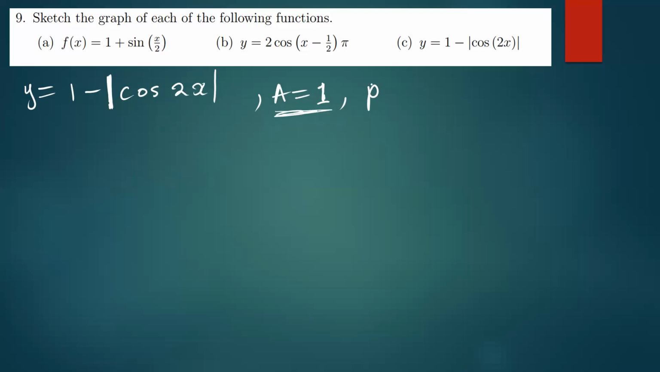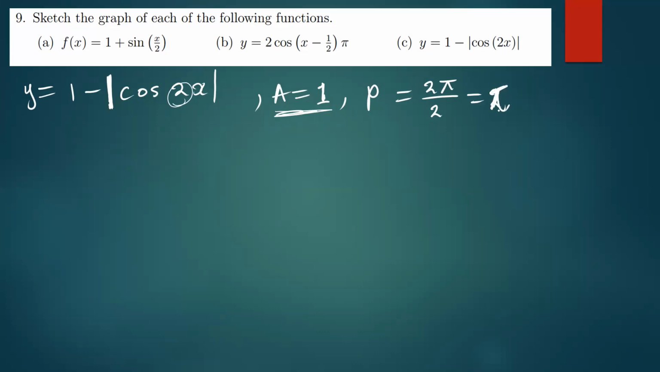And then the period, you simply divide 2 pi by the number that you have, which is the coefficient of x. So when you divide 2 pi by 2, we're getting pi as our period.